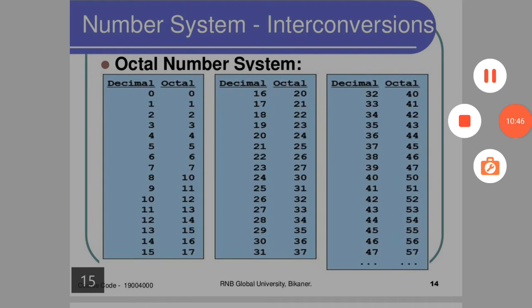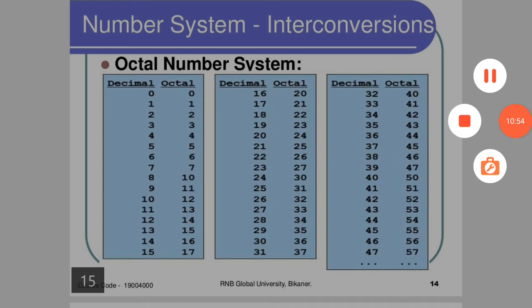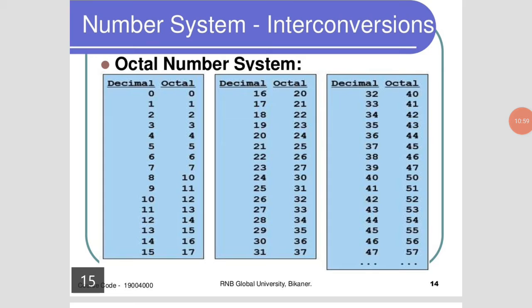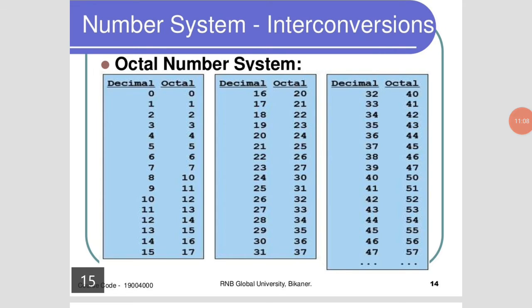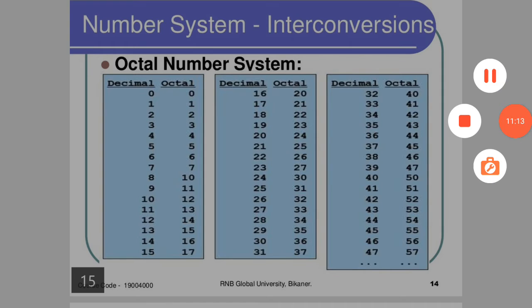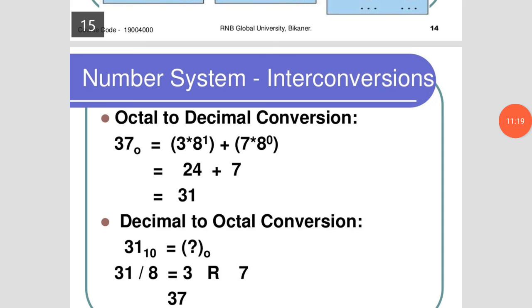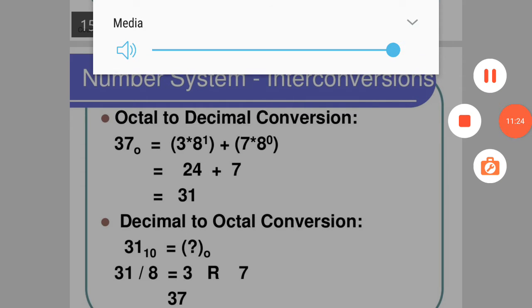In octal, 32 is 40, 33 is 41, 34 is 42, 35 is 43, 36 is 44, 37 is 45, 38 is 46, 39 is 47, 40 is 50, 41 is 51, 42 is 52, 43 is 53, 44 is 54, 45 is 55, 46 is 56, 47 is 57. This is an example of number system interconversion, octal to decimal conversion.